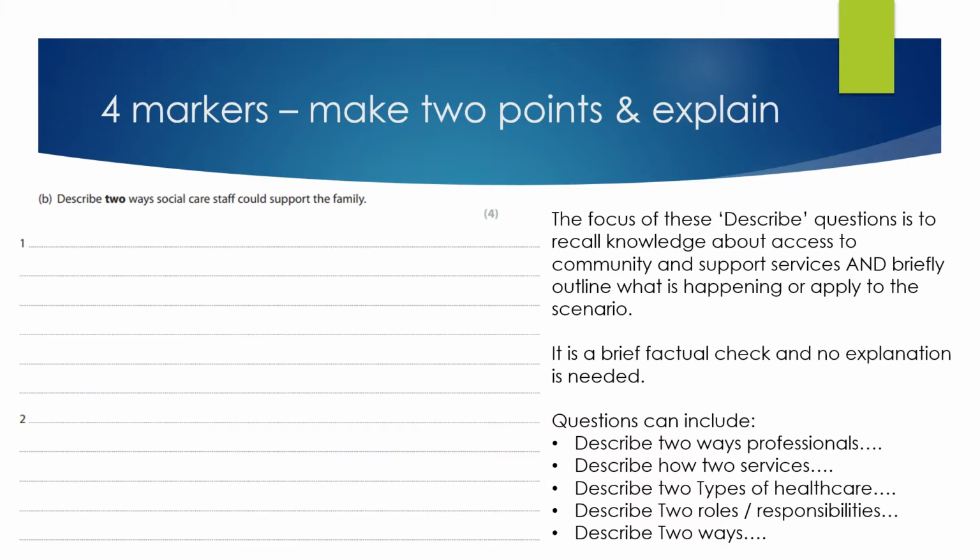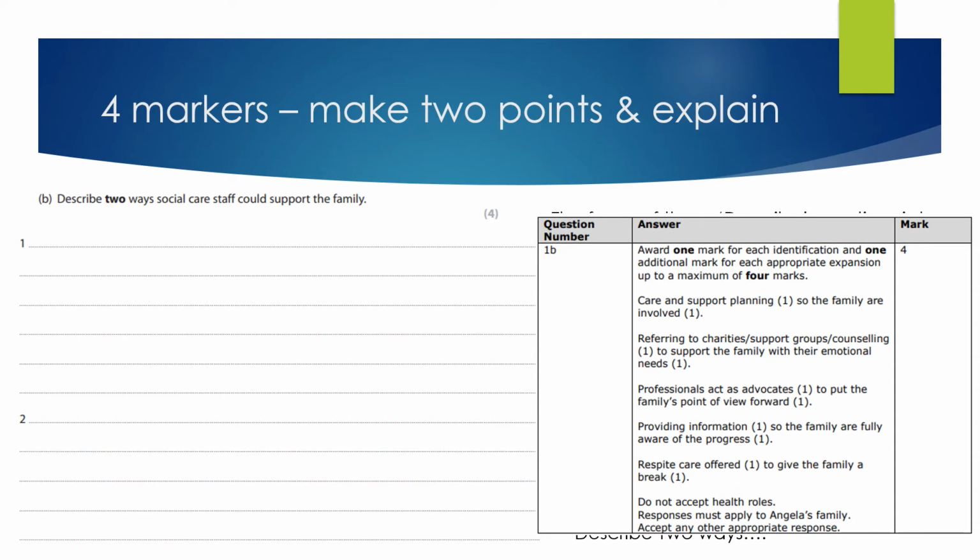what that support is doing based on the scenario. It's a little bit of a fact check, with some extended explanations. But you don't need to keep it brief, and you don't need to go massively in detail here. Looking at the mark scheme for this answer, award 1 mark for each identification and 1 additional mark for appropriate expansion. So we can see in this list, the social care staff would provide care and support planning so the family are involved.